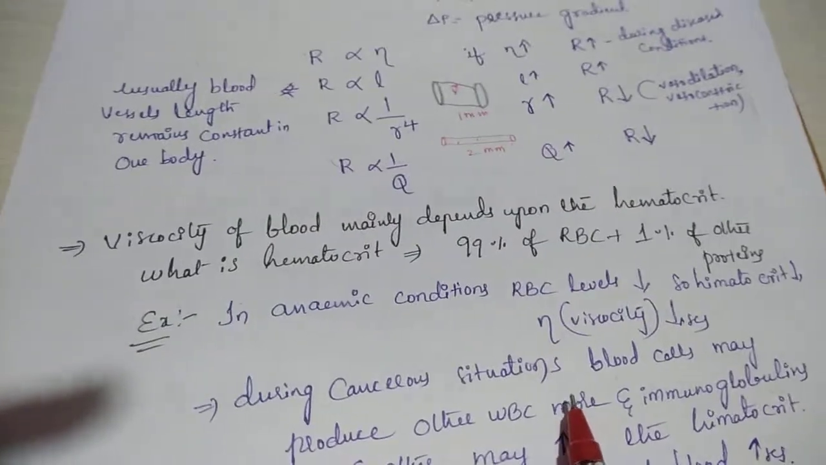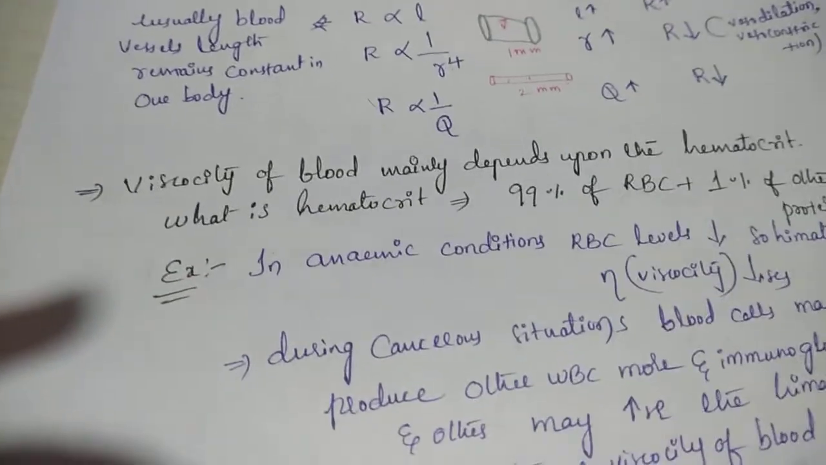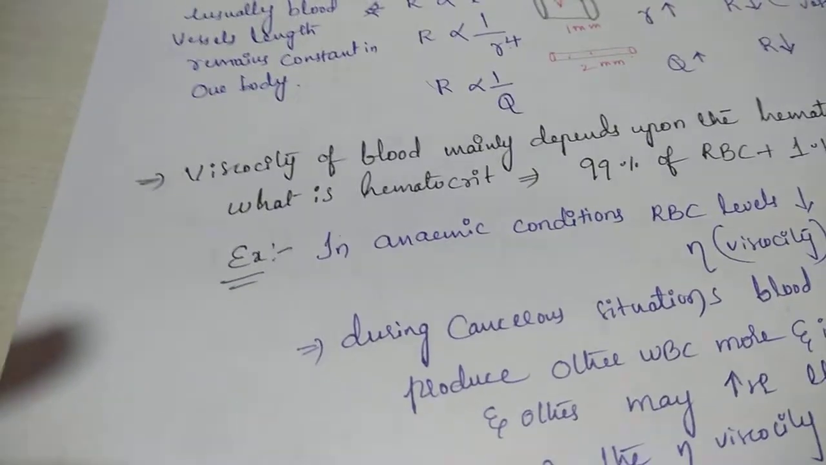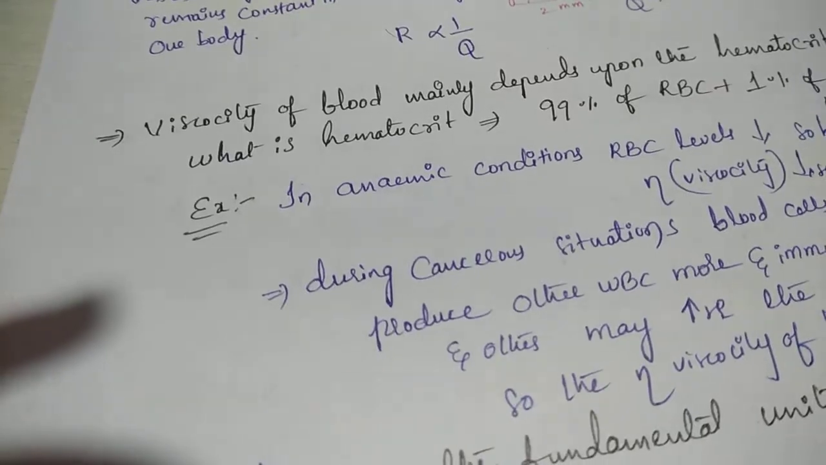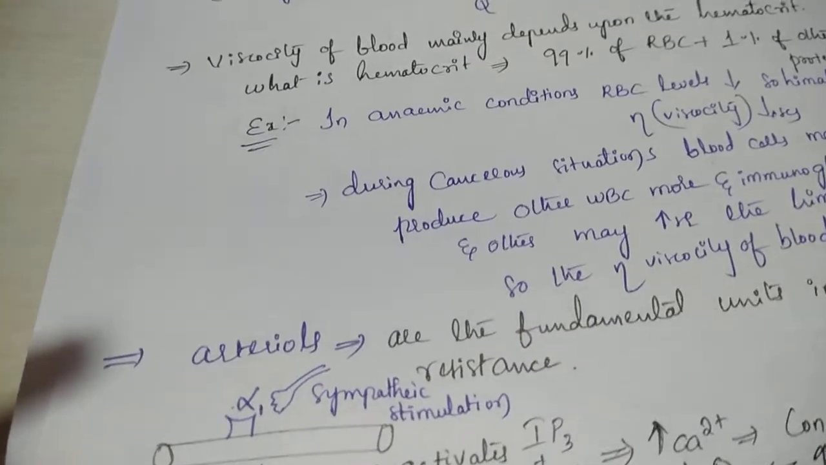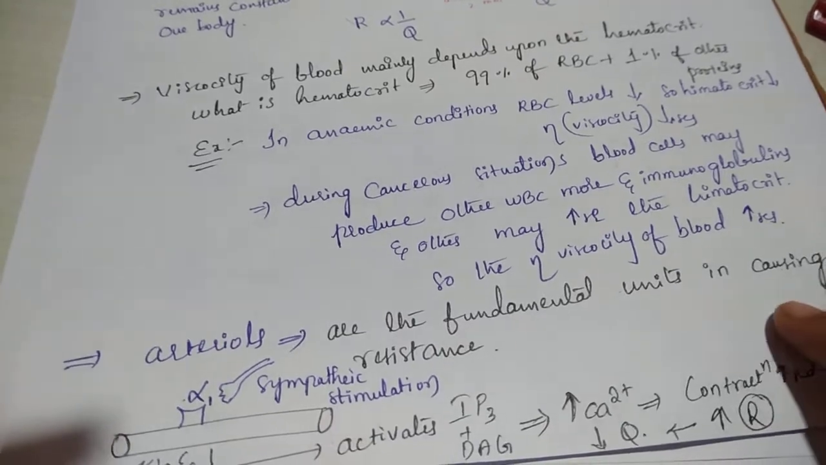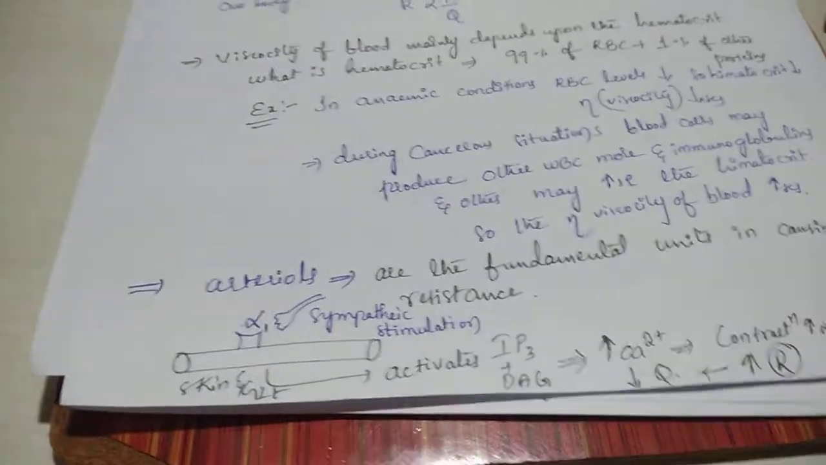In some cancerous situations, for example, the cancerous cells may produce different immunomodulators and other substances. So along with the RBC in the blood, the quantity of other cells will be increased. So the blood will become viscous. At that time, the resistance will be more in such patients. And arterioles are the fundamental units causing resistance. Arterioles play a major role in the resistance.